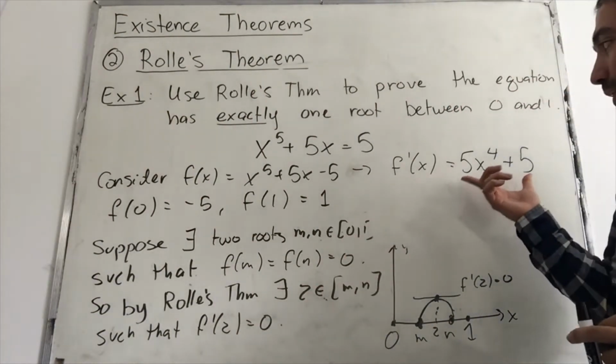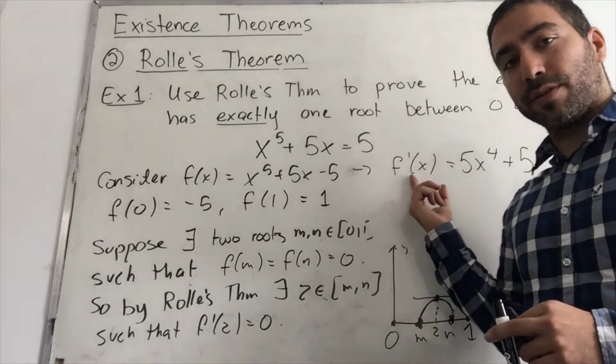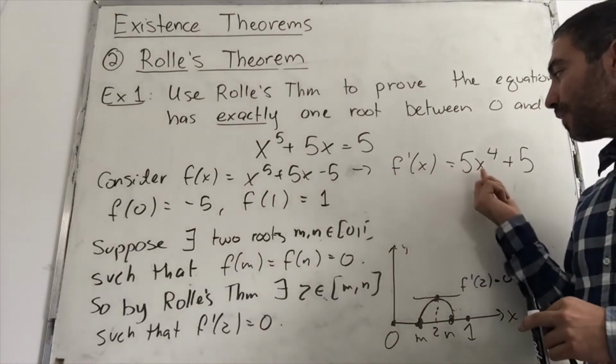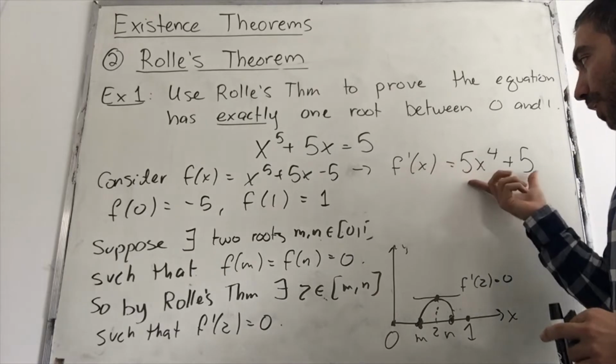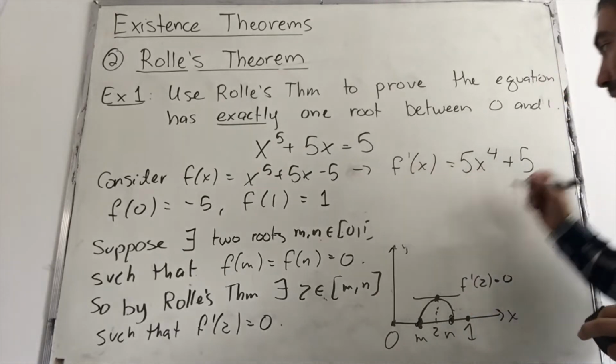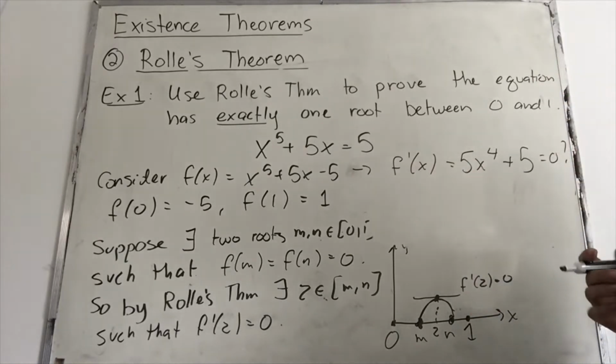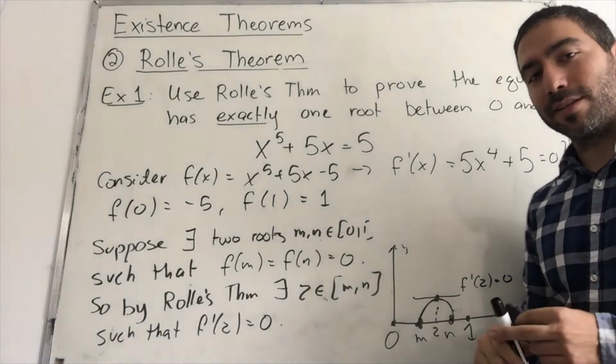What's the issue with this? We're looking for an x value that's going to be equal to 0. What x value could you put in here that's going to make this whole thing equal to 0? How could you do that? Well, you can't. That's the issue with this.